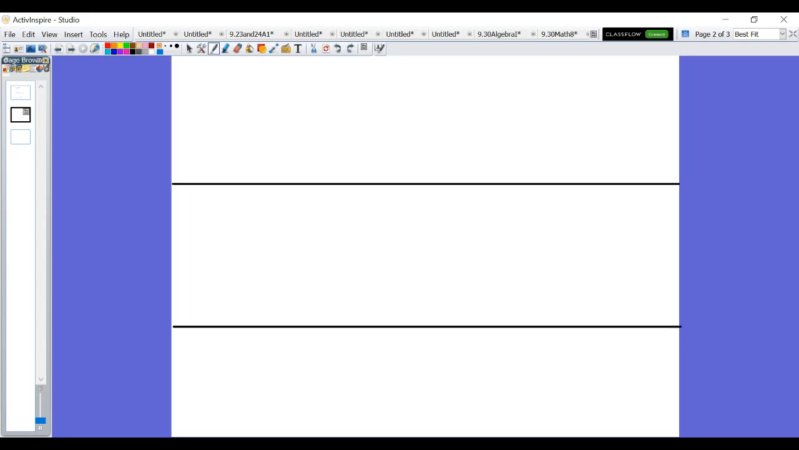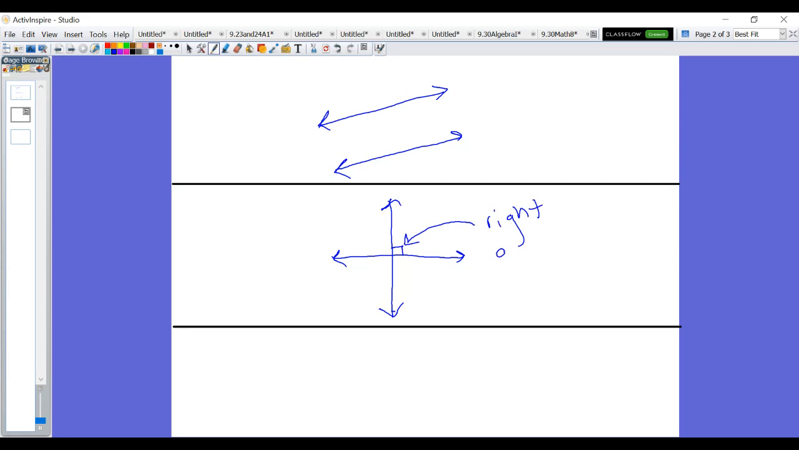So this top flap, parallel lines, they're ones that are never going to cross. So you want to draw something like that. Lines going on forever that are not going to cross each other. Second flap down, these are perpendicular lines, and they do cross each other, but specifically they cross each other at a right angle. So we're going to draw a little symbol there, which hopefully we all remember means that that's a right angle.